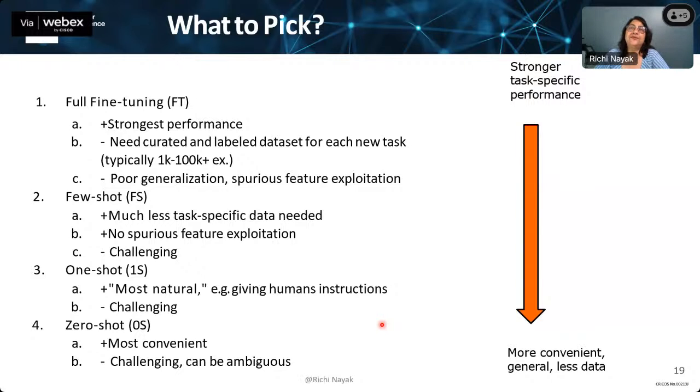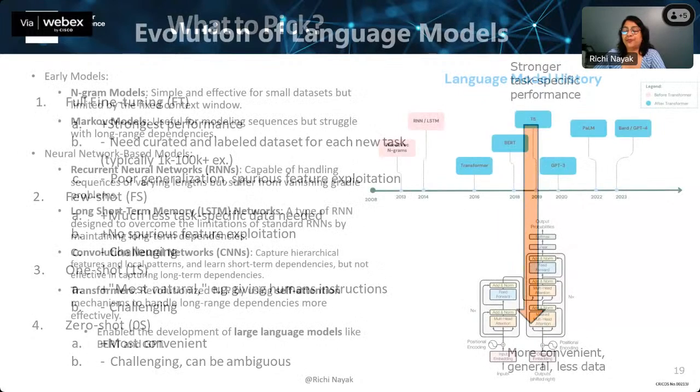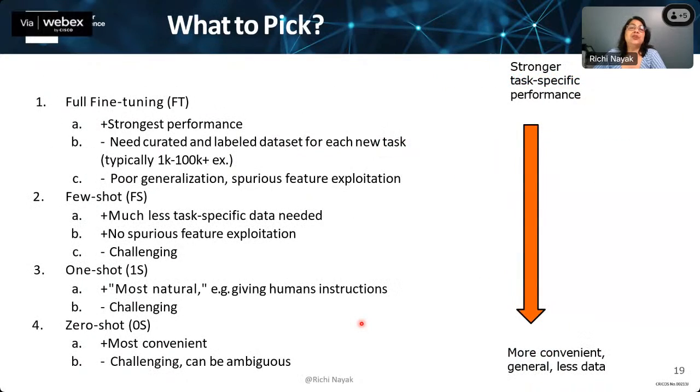So fine tuning gives you the strongest performance, but it still requires a large amount of annotated data, and it may risk poor generalization or spurious feature exploitation. Another approach to use LLMs for general purpose tasks is few shot. You need much less task-specific data and not too much feature exploitation, but it's challenging. Then one shot is the most natural, giving a human instruction, and zero shot is the most convenient. So you can see the convenience grows from top to bottom, but the stronger performance happens when you go from bottom to top. So you need to find the trade-off that you are looking for when you are using these LLMs.